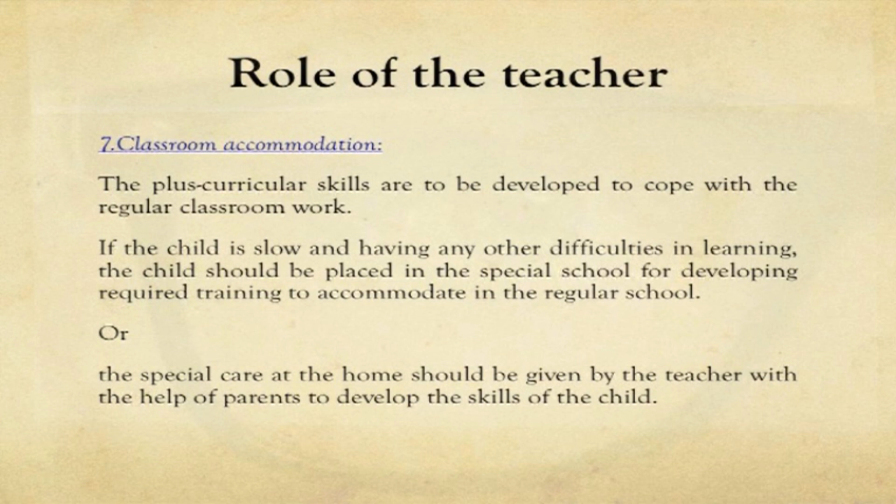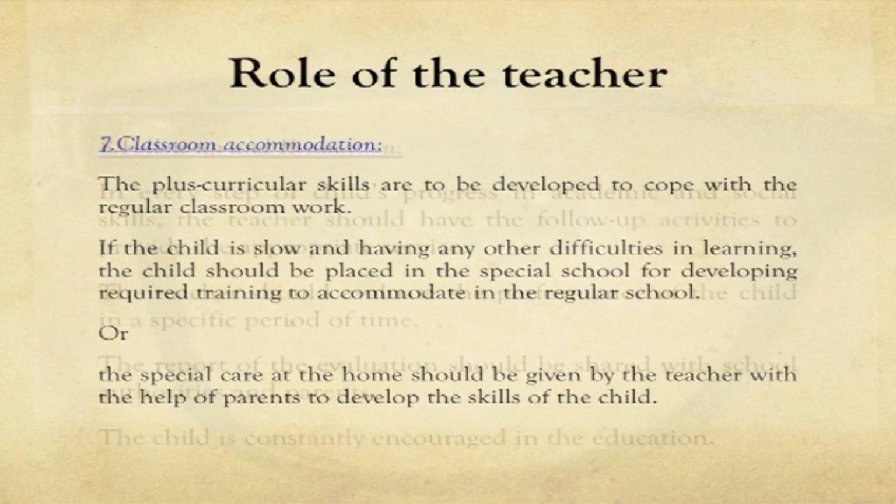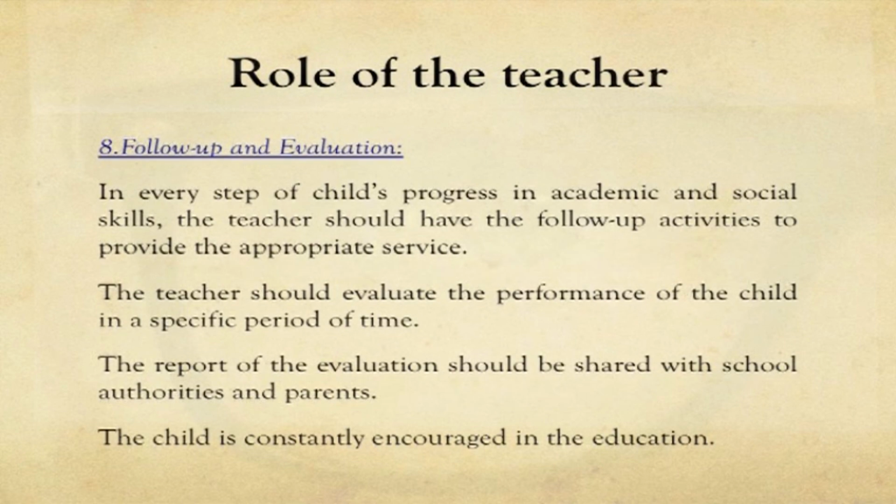If the child is slow and having any other difficulties in learning, the child should be placed in the special school for developing the required training to accommodate in the regular school. Or special care at home should be given by the teacher with the help of parents to develop the skills of the child. Number 8, follow up and evaluation.